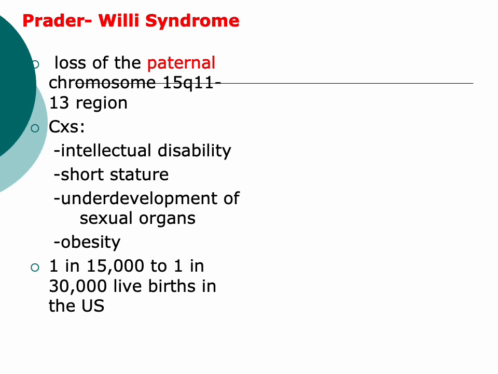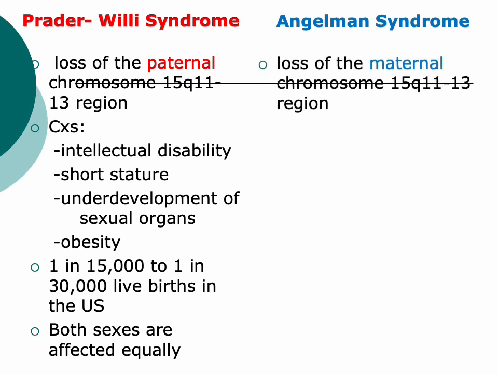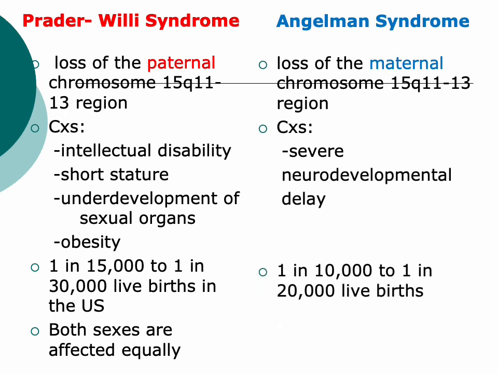In the US, it occurs in 1 in 15,000 to 30,000 live births, and both sexes are equally affected. For Angelman syndrome, it's the loss of the maternal chromosome in the 15q11 to 13 region. Its characteristic features are relatively severe compared to Prader-Willi syndrome, and they would have severe neurodevelopmental delay. Its incidence is 1 in 10,000 to 20,000 live births. There's no gender or racial predominance.